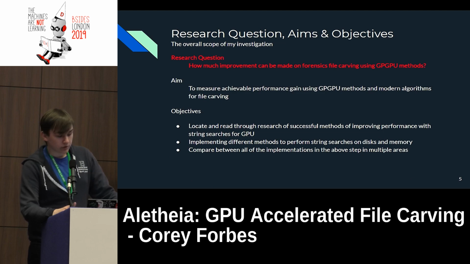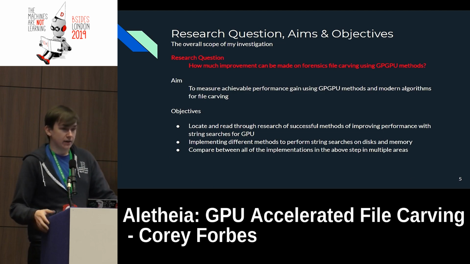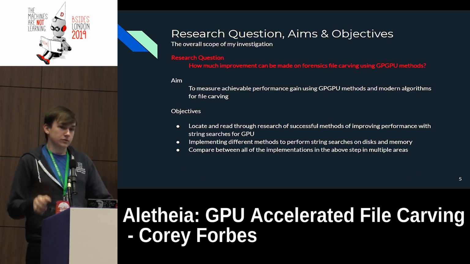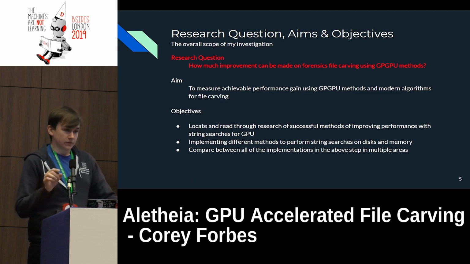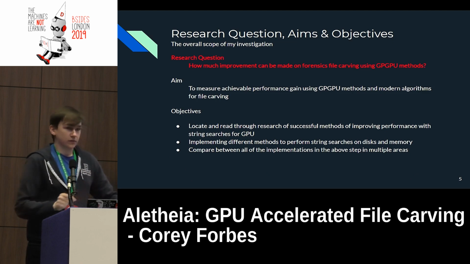So ultimately, my research question was how fast can the header-footer search become, or how fast can I get the header-footer search to find these files? And to clarify, the headers and footers are unique identification at the start and the end that say this is a PDF or this is a JPEG.